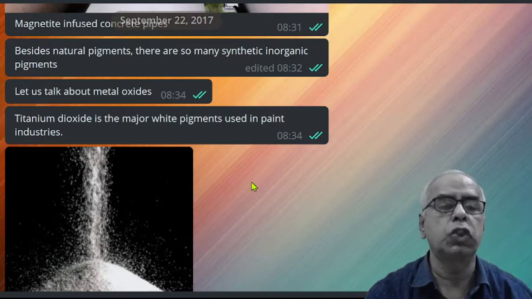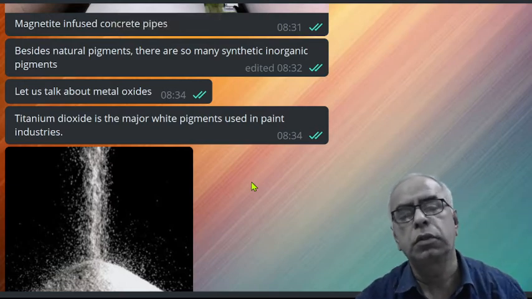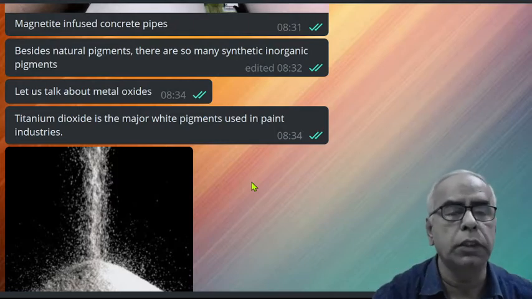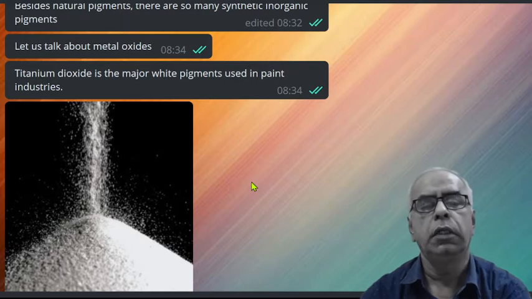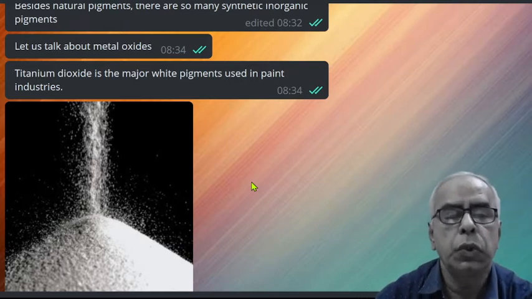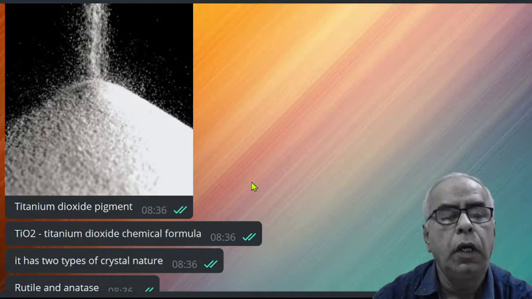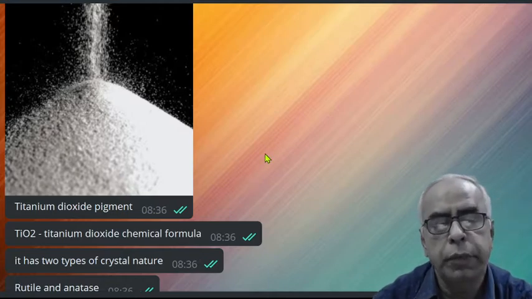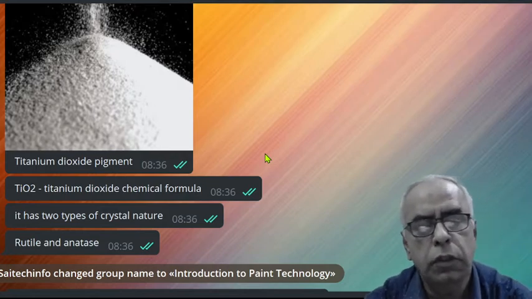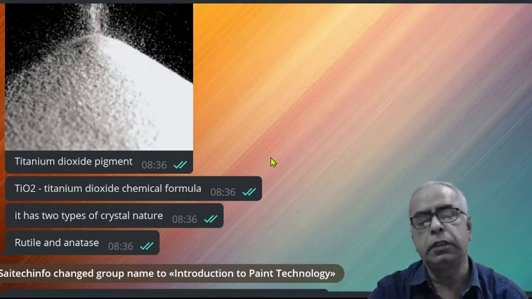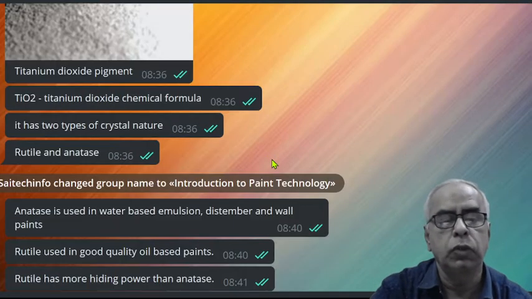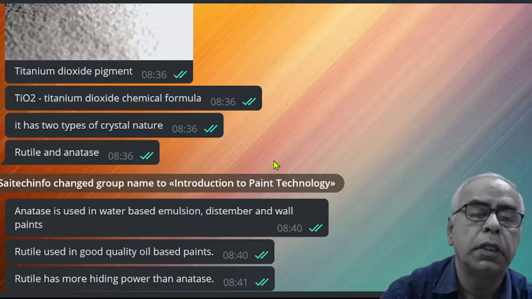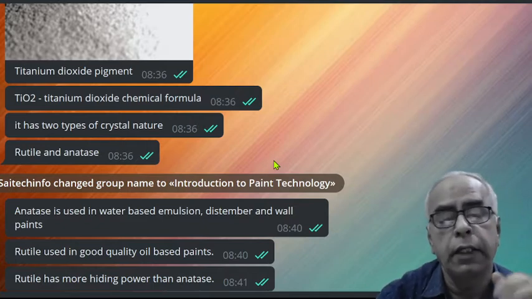Besides natural pigments, there are more synthetic and inorganic pigments. Now let us talk about metal oxides. Titanium dioxide is a major white pigment used in the paint industry. Its brightness is something unique. Titanium dioxide pigment has two types of crystal structures, rutile and anatase, TiO2. Rutiles have better opaqueness, that is hiding power, than anatase.